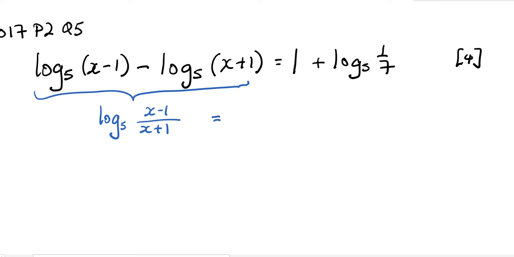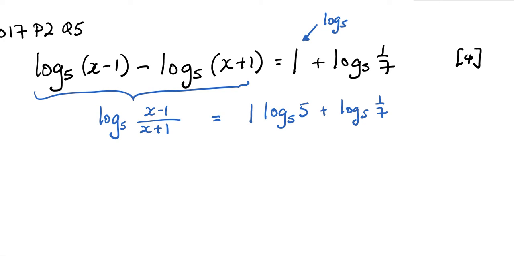Equal. Now, on the other side, can I combine? I must change this to log base 5. So the only way to write it is 1 as log base 5 plus log base 5 of 1 over 7. Of course, you can tell me the 1 in front of the log must bring up, but bringing up or down has no difference.